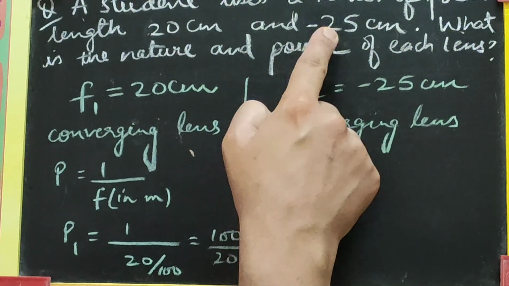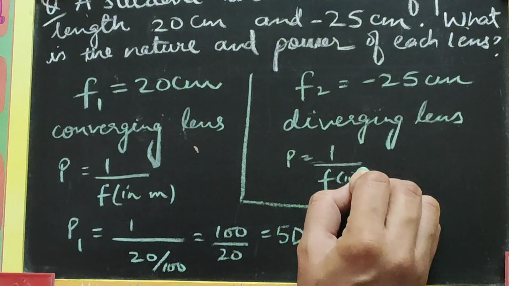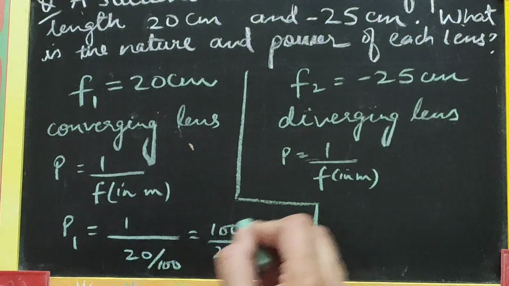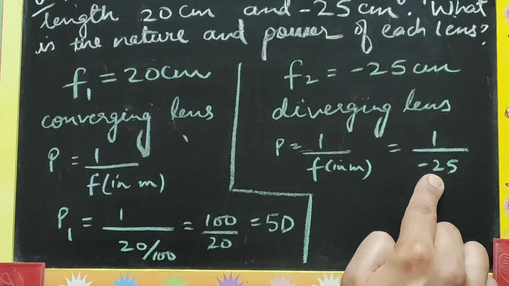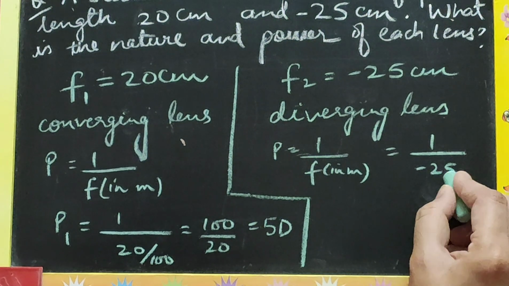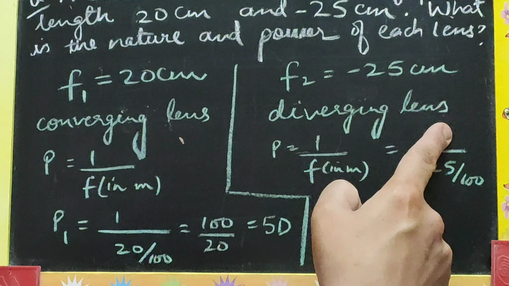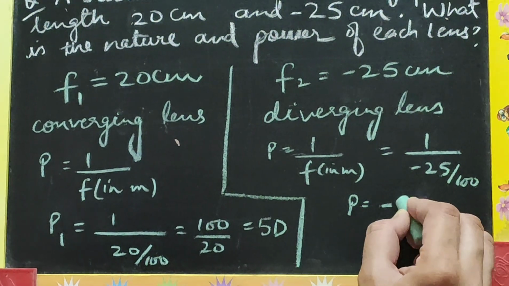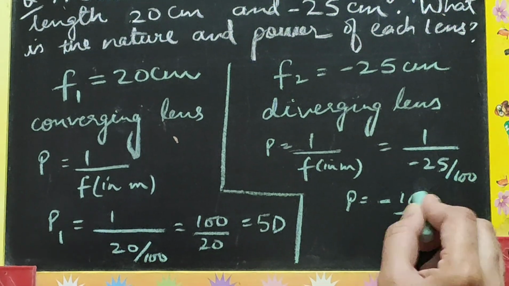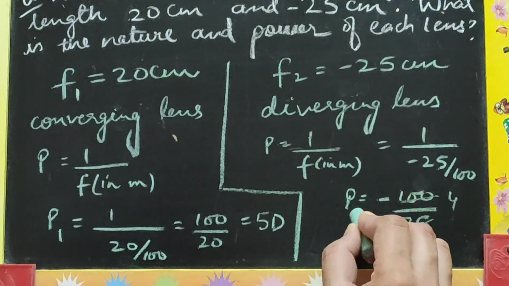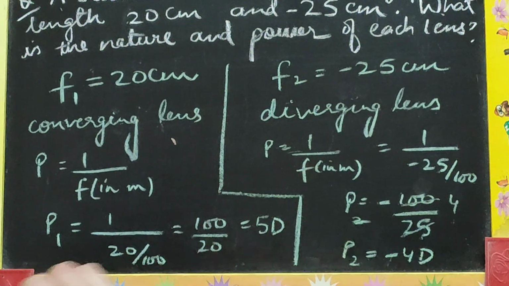We have to calculate the power in this case also. So we use the formula which says power is 1 upon focal length in meters. Putting the values here, 1 upon minus 25. Remember, this 25 is in centimeter. So I will convert it into meters by dividing it by 100. This 100 will go in the numerator and power becomes minus 100 upon 25. And simplifying it further, I get power for the second lens as P2 is minus 4 diopter.